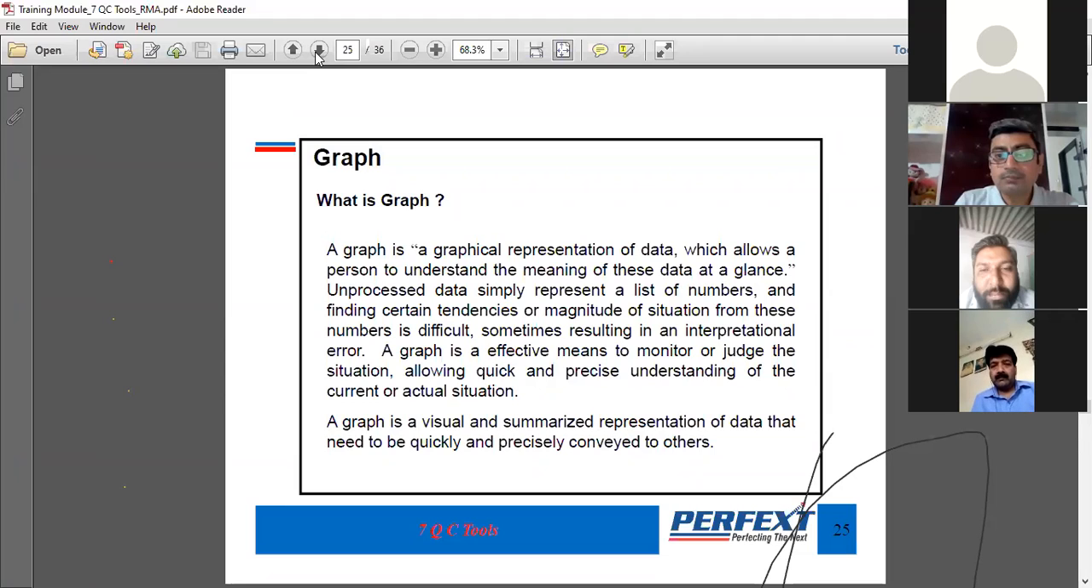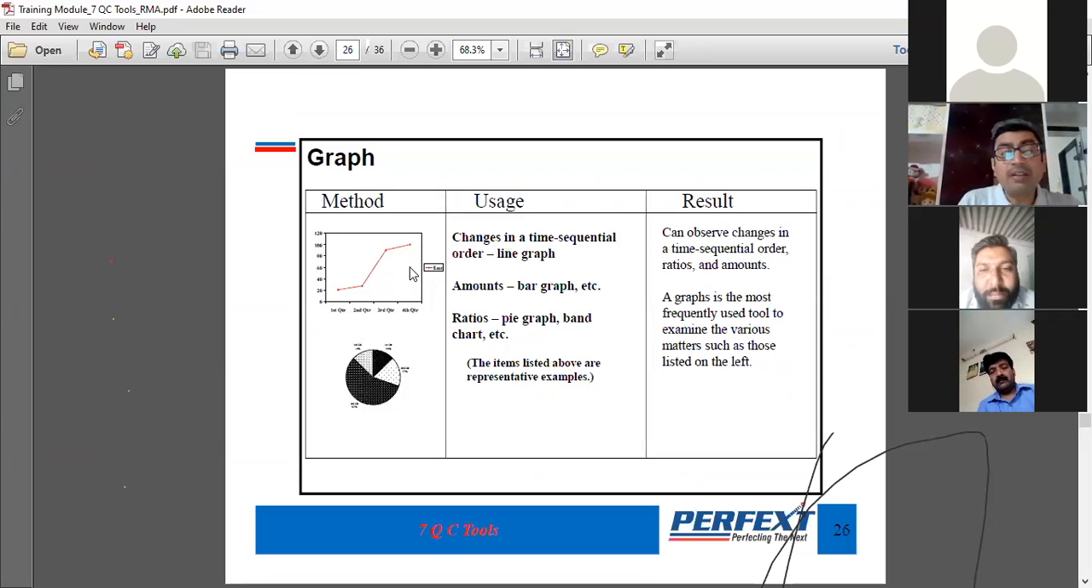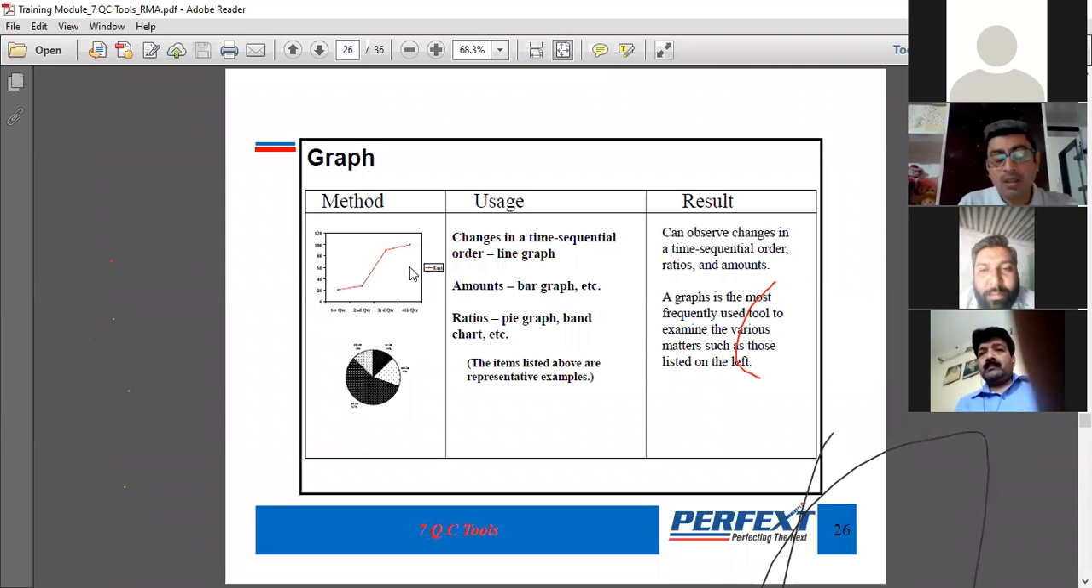Yeah. So with the graphical representation of the data, we can see the data at a glance, like time sequence order, a line graph can be used, a bar graph can be used for the amounts, and for ratio, graphs like pie chart and band chart. In this current scenario, many people measure the behavior of our coronavirus trend with other countries within a time frame. Like yesterday it was how much, today is how much. Likewise, we can use the graph as a tool to observe the performance of the system or process.